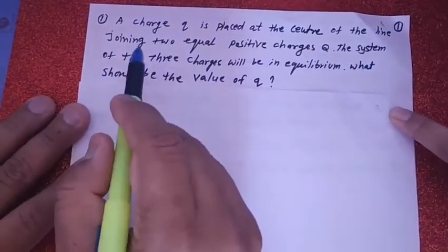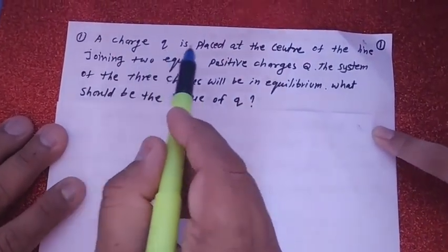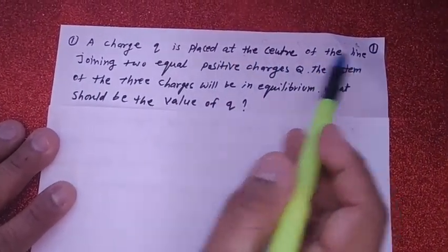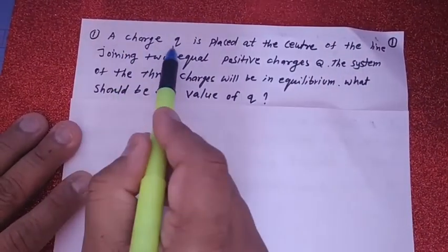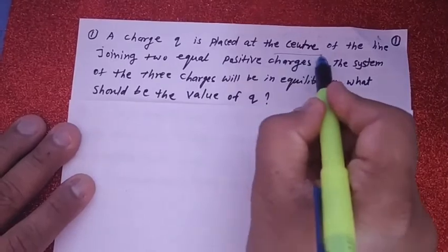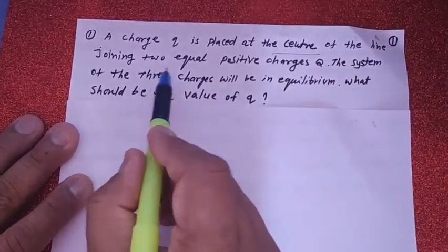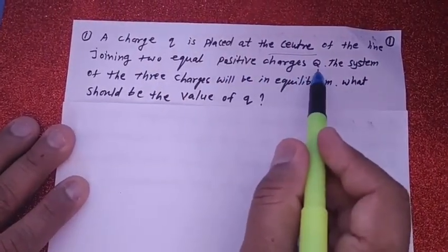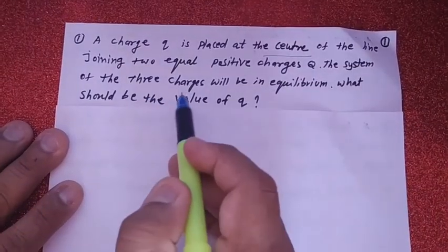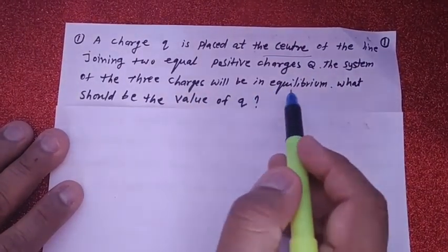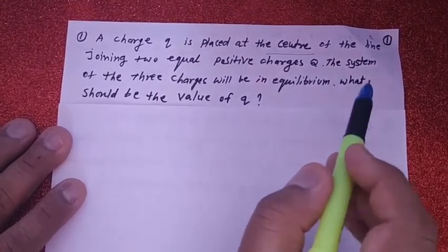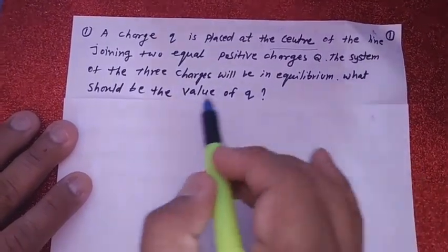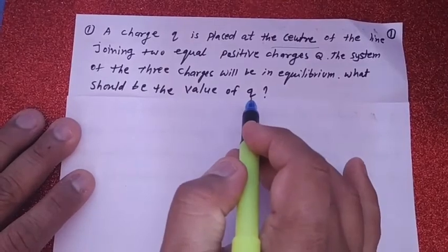So let's begin. Numerical number 1. A charge q is placed at the center of the line joining two equal positive charges Q. The system of the three charges will be in equilibrium. Equilibrium is what? No charge will experience any kind of force. What should be the value of q?